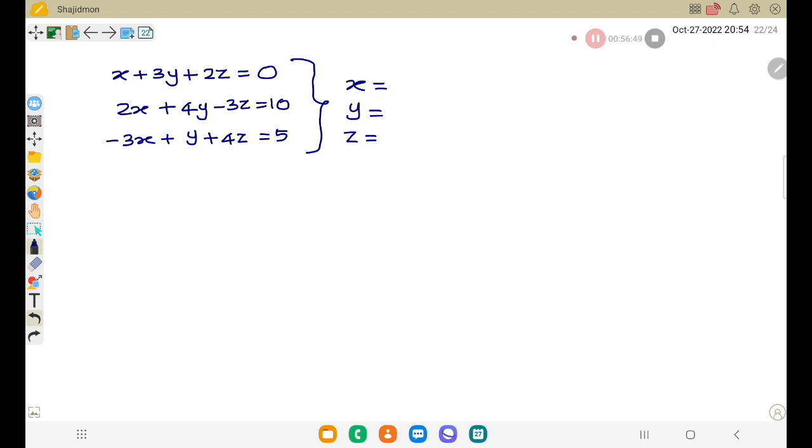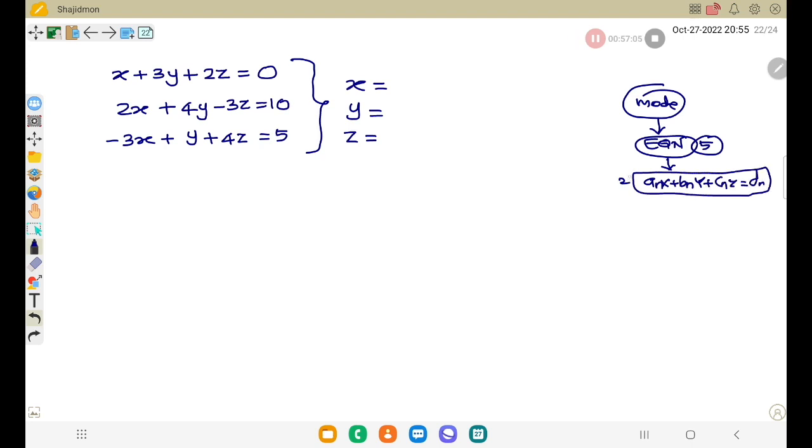Okay, using the calculator, what we do for that: press the mode button, after that EQN, number 5, after that aX plus bY plus cZ equal to d, that is equation 2 in the calculator. Then just apply the coefficients. First equation: x coefficient 1, y coefficient 3, z coefficient 2, constant 0. Same for the second equation: 2, 4, -3, equals 10. Third equation: -3, 1, 4, equals 5.